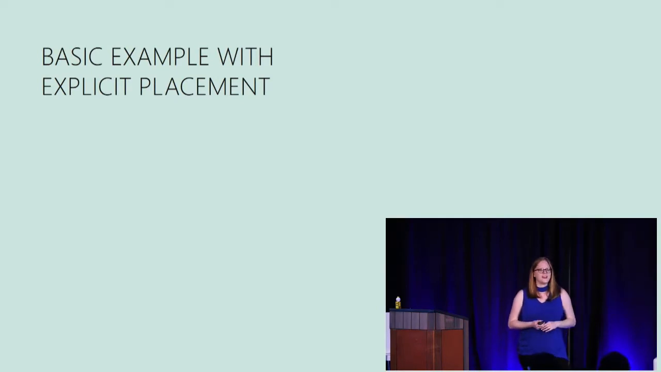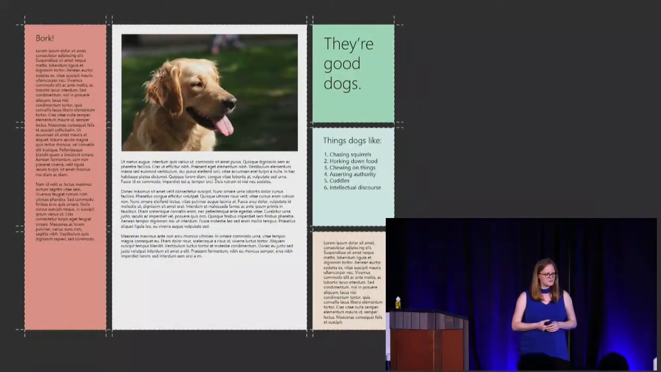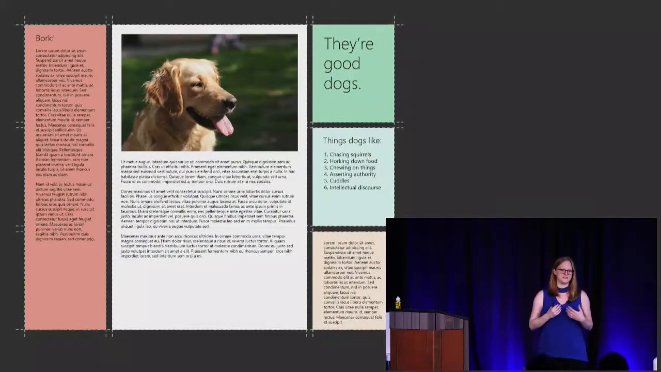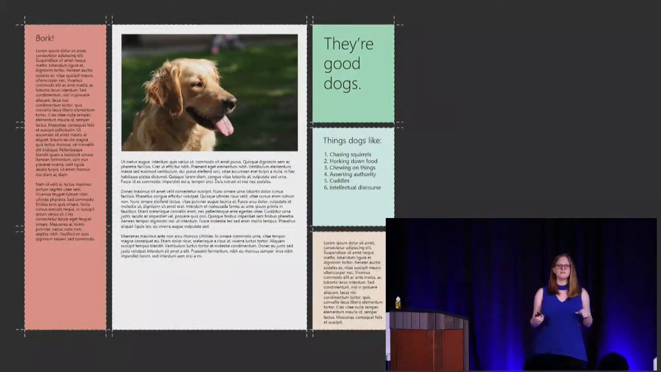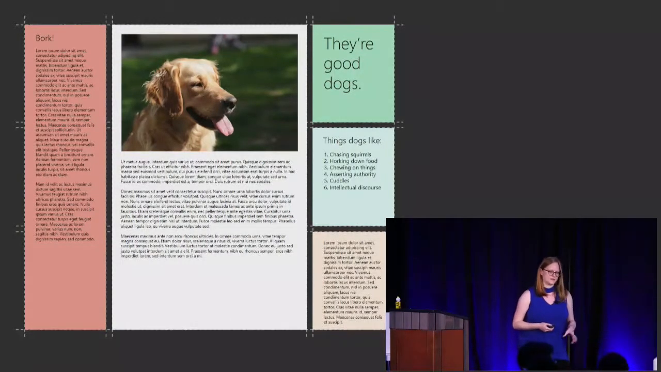So now that we have the lay of the land, it's quite a lot, let's go through a basic example with explicit placement. Let's say that we have this layout where we have two sidebars of a specific width, and then we have a column in the middle that we want to expand to fill that space. And then in the third sidebar, we have 3 boxes of equal height, and then all of these columns are equal height as well.